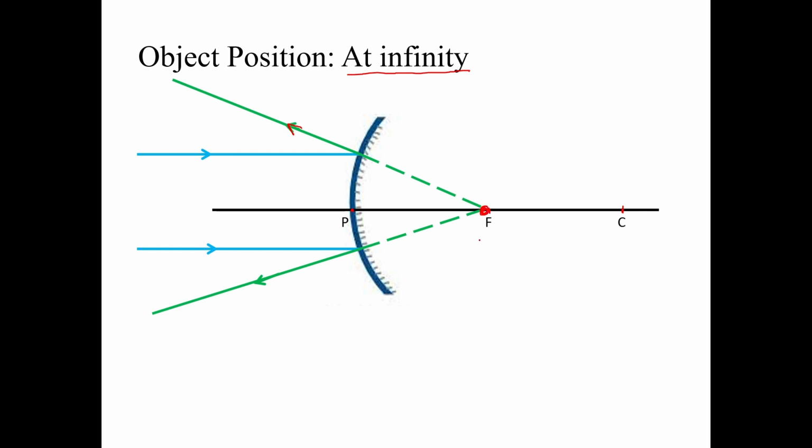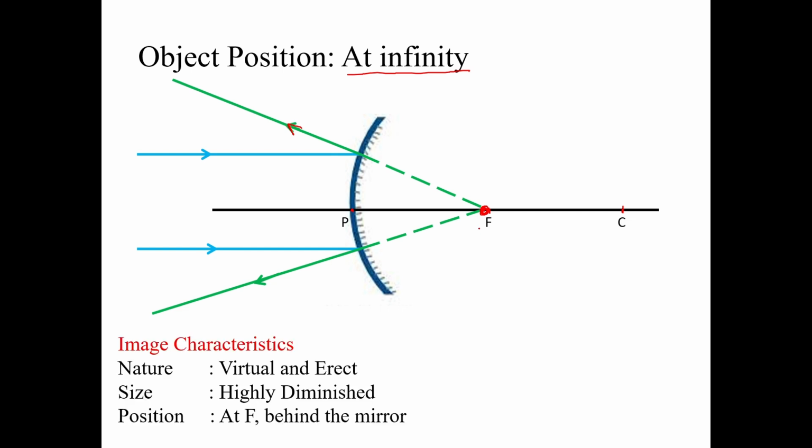So what are the image characteristics? Yes, here the image formed is virtual and erect. Why is it virtual and erect? Because it is formed behind the mirror. Here rays appear to diverge from behind the mirror, therefore we call it virtual and erect. And the image is point sized, or you can say highly diminished.